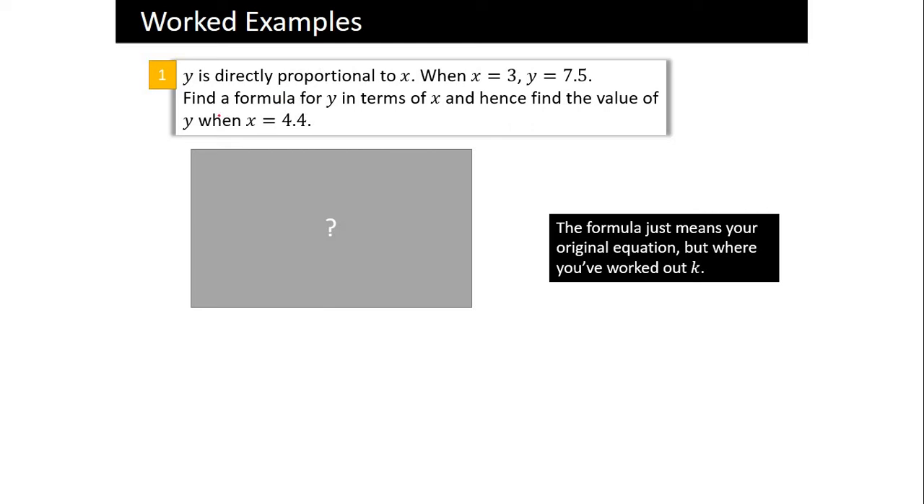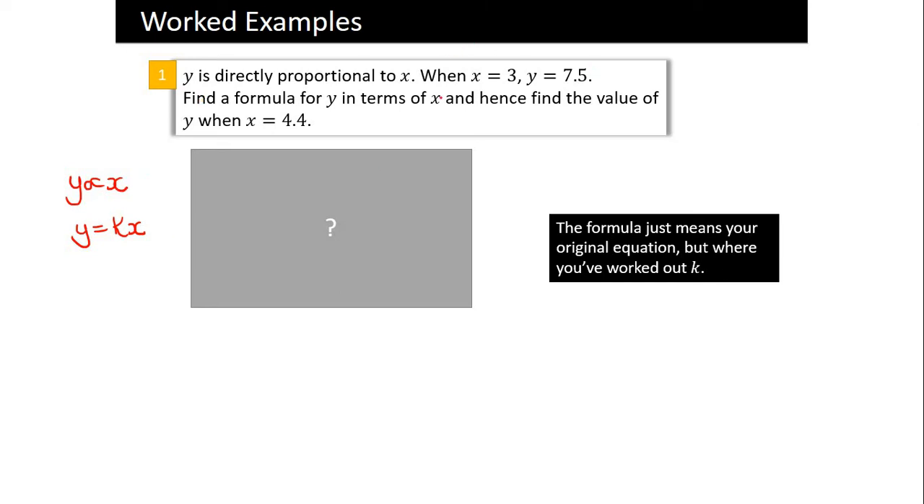So some worked examples. Y is directly proportional to X. So straight away for this question, we would write down, using the constant of proportionality symbol, Y is directly proportional to X. This would then give us the formula Y equals KX, and this is just what you need to know and be able to write down as soon as you see this sentence here.